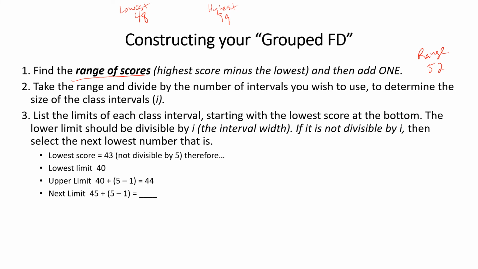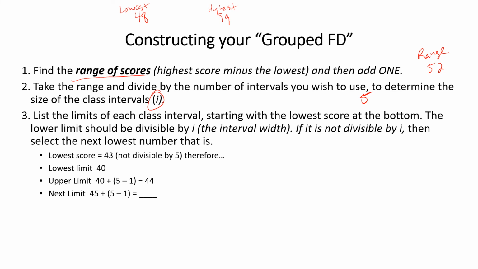List the limits of each class interval starting with the lowest score at the bottom. The lowest limit should be divisible by the size of the interval. I said I wanted the size of the interval here to be 5. Well, if it's not divisible by 5, then select the next lowest score that is.